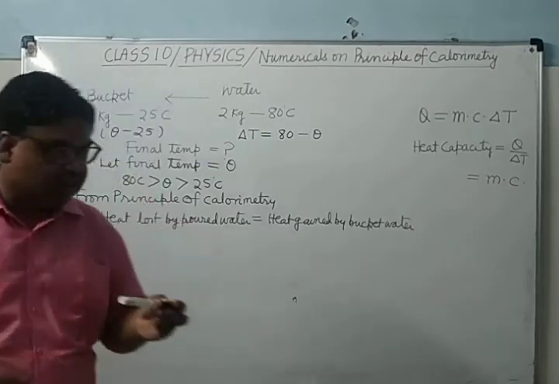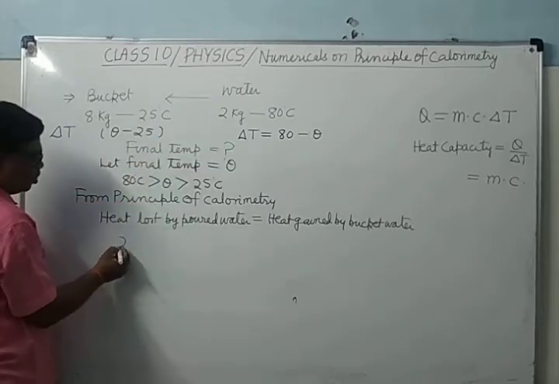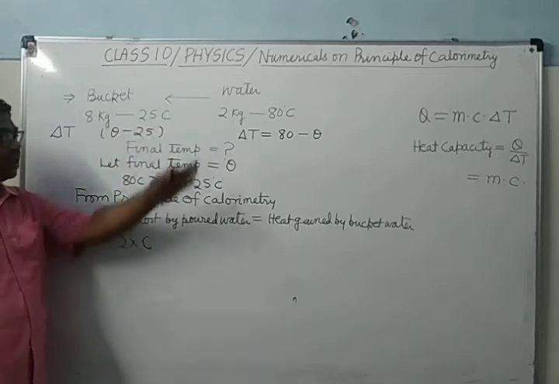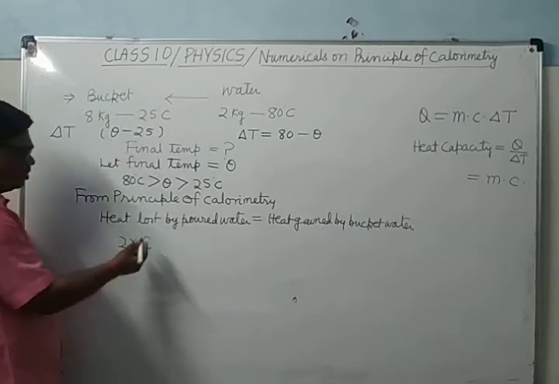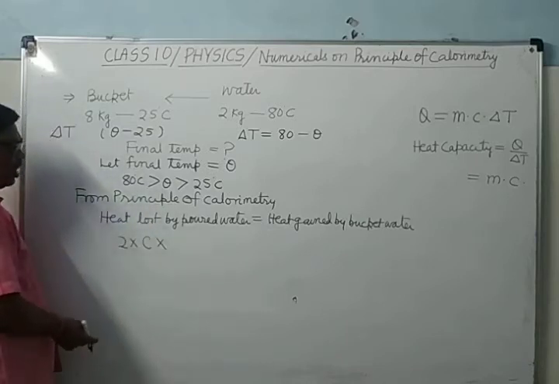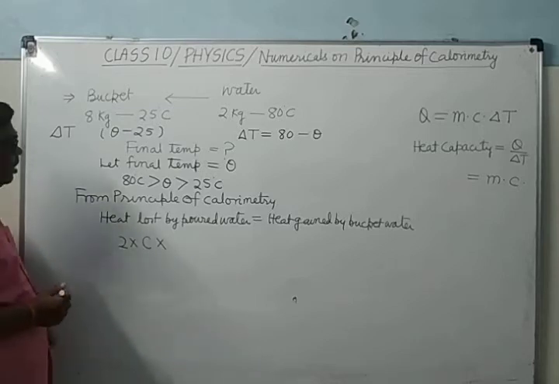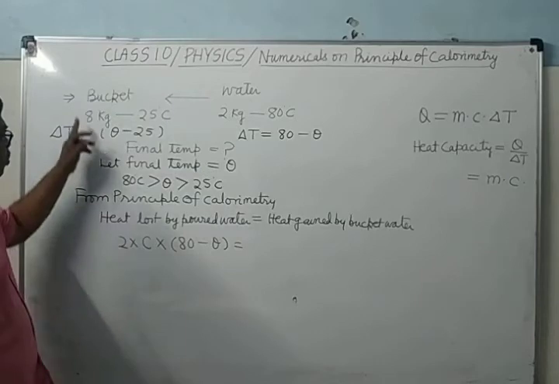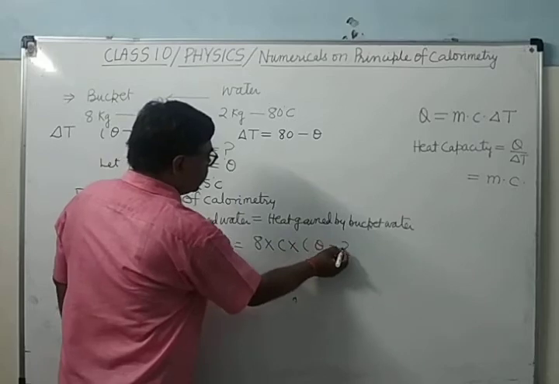So what is the heat lost by the hot water? M is 2. C will be the same in both cases because both are water, one is hot water and the other is cold water, the cold one being at a smaller temperature. So we will write C only, no need to write the value. And if the value is given, you can write 4200 because the value of C is 4200 joule per kg per Kelvin. Delta T is 80 minus theta, equals M into C into delta T of the bucket water. M is 8, delta T is theta minus 25.